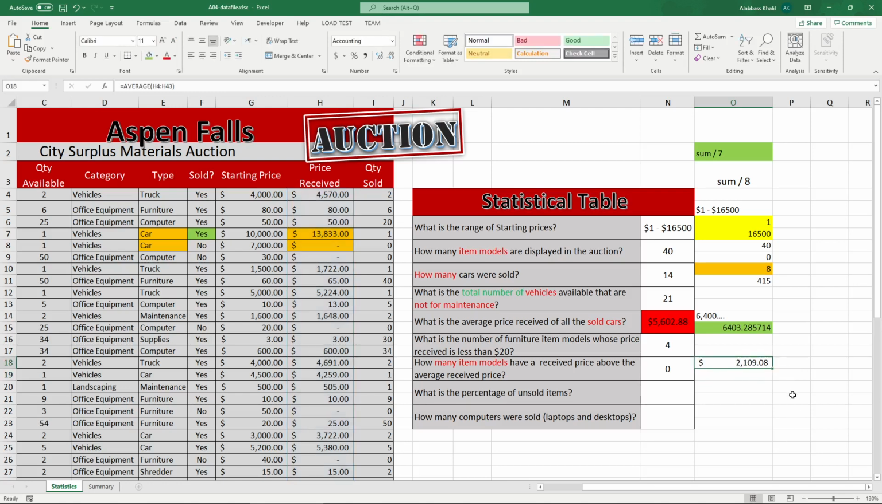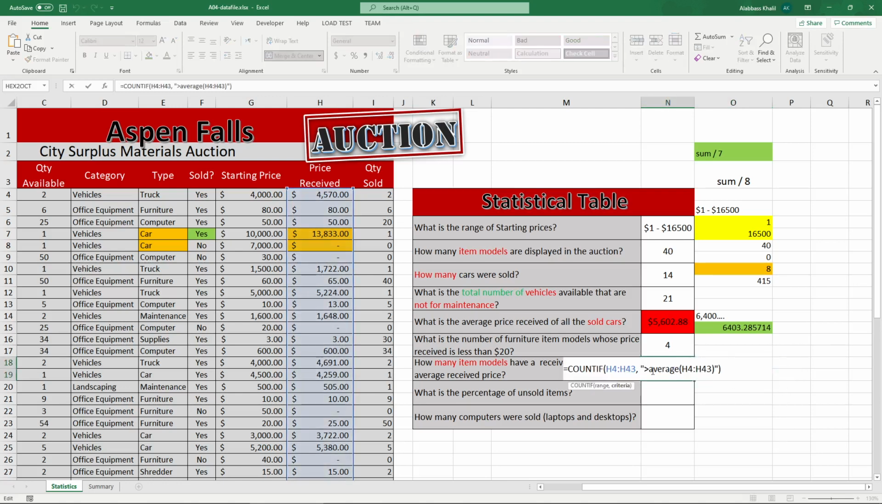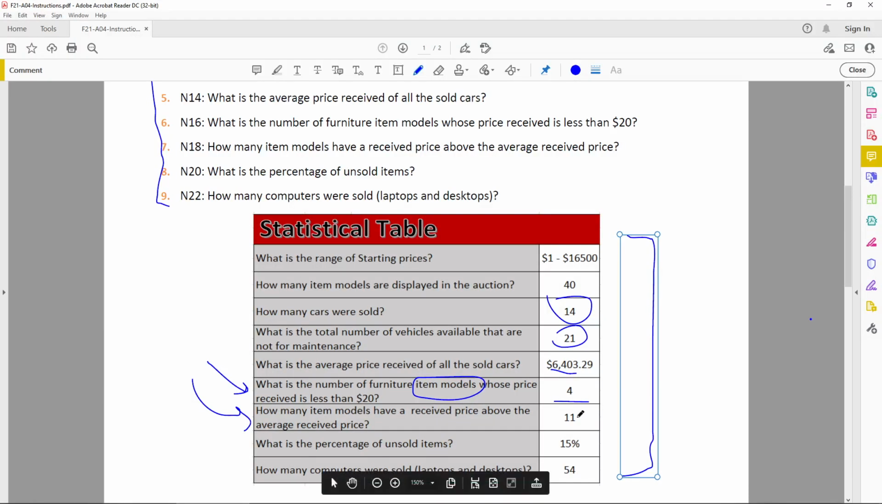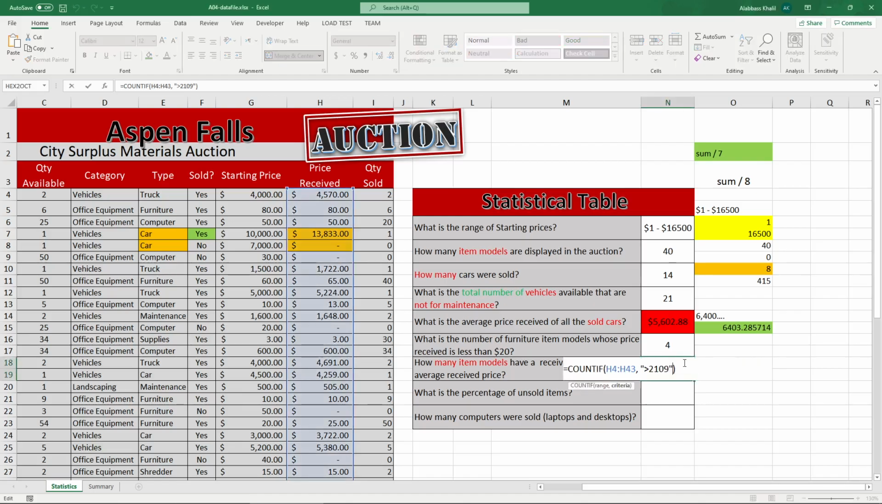And it's 2.1 something, and then say, okay, I want it to be bigger, then I'll get this exact number. So 2109. I could do this. I get 11, which is the correct number, but this is not the correct answer. Why? You shouldn't specifically write this.